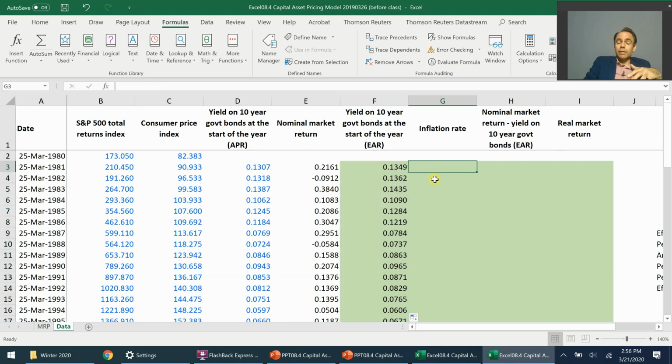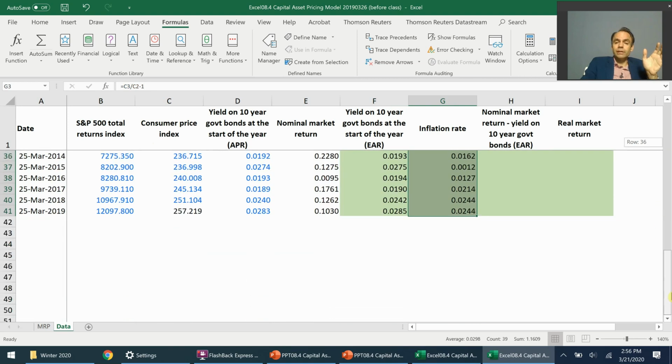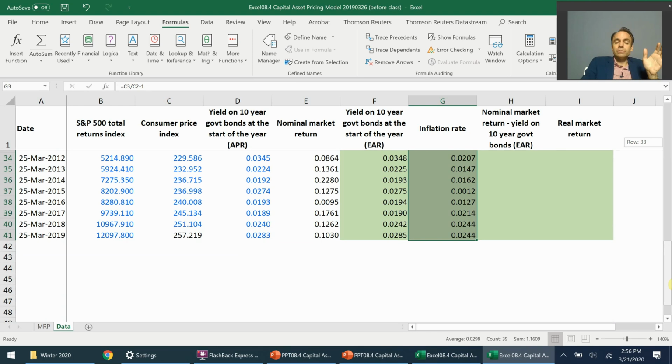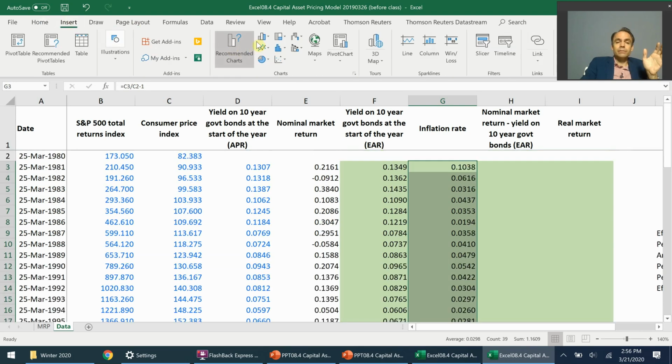The inflation rate is the percentage change in the consumer price index for the year. So I'm going to take C3 divided by C2 minus 1, and that tells me that in the year ending March 1981, the inflation rate was 10%. That's a rate you're unfamiliar with. If we look at more recent data, we've got figures of around 2% or 1%. You can see that if I draw a chart.